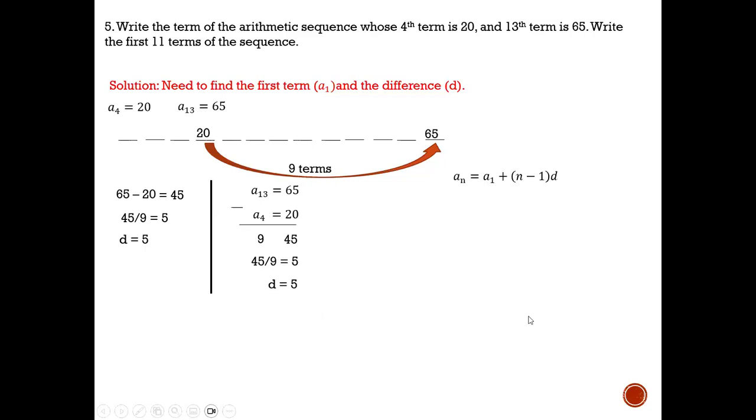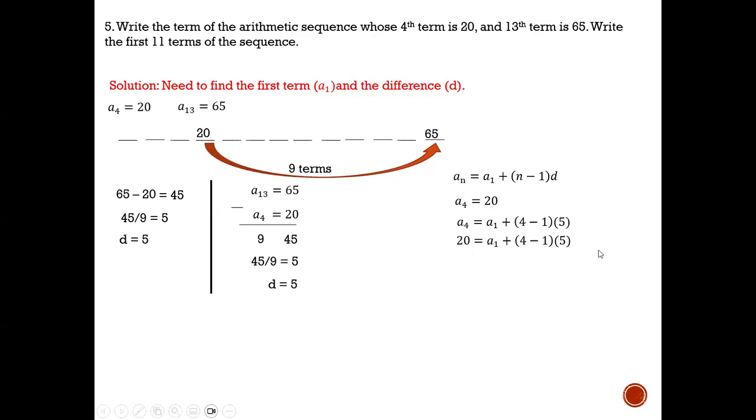I'm going to continue on though showing you how to do this with the formula. So here's our formula from before for an arithmetic sequence. Plugging in what I know. Well, I know a sub 4 is 20, so I'm going to plug in those values. N is going to be 4. I'm going to use my a sub 4, my 20. I know the D is 5. I plug that in. The a sub 4 value is 20, so I plug in a 20 for a sub 4.